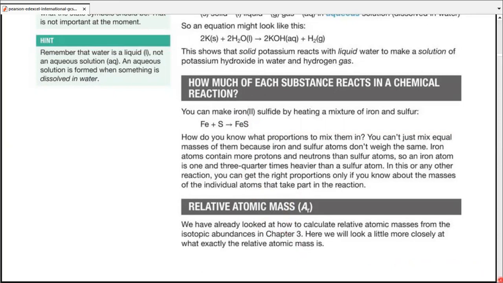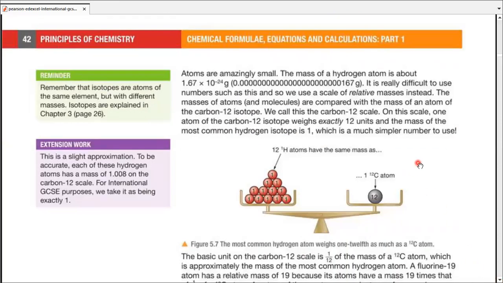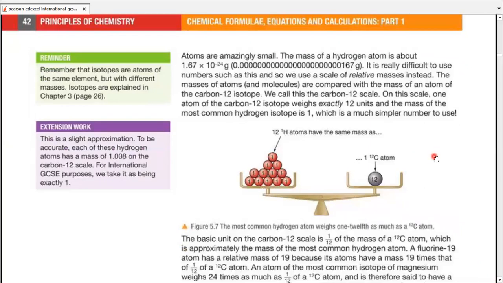Remember, we defined it back at chapter 3, and we already know that this is an average of all the naturally occurring isotopes of an element. Now, atoms are amazingly small, and their mass is so little that we don't use these masses. What we do is compare the average mass of an atom with the carbon-12 isotope. We call this the carbon-12 scale. On this scale, one atom of carbon-12 isotope exactly weighs 12 units. That's why we are using this. And the mass of the most common hydrogen isotope is 1, which is a much simpler number to use.